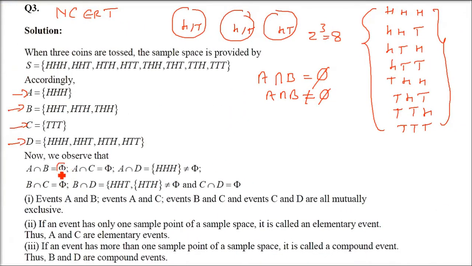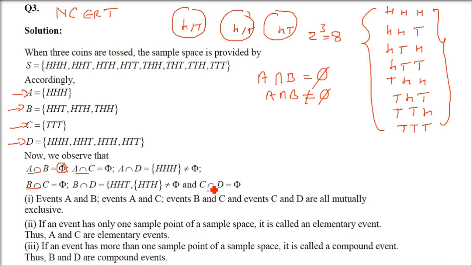So what do we see here? Wherever this phi is coming, that means these 2 sets are mutually exclusive. So which all are mutually exclusive? AB, AC, BC and CD. These are mutually exclusive.